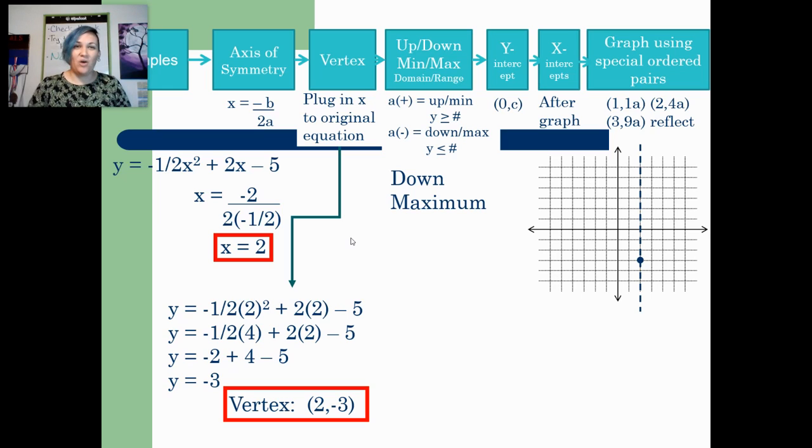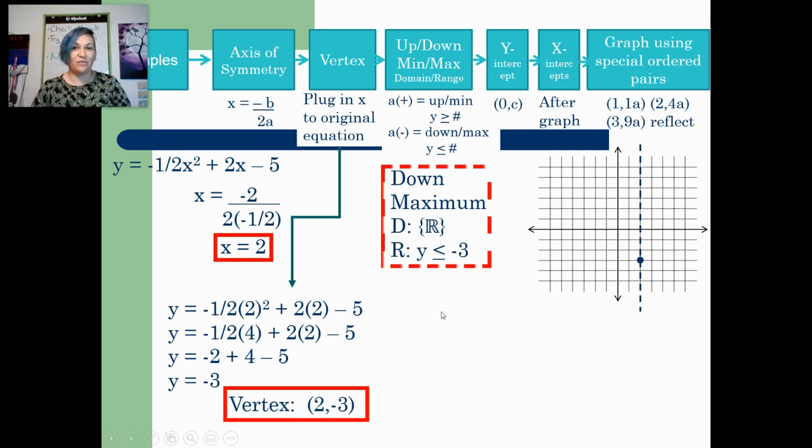My domain is always all real numbers. And then for the range, since it's opening down, I'm going to use a less than or equal to. I'm going to use the y number for my vertex. So my range is y is less than or equal to negative 3. Remember that these are 4 separate answers to 4 separate questions.